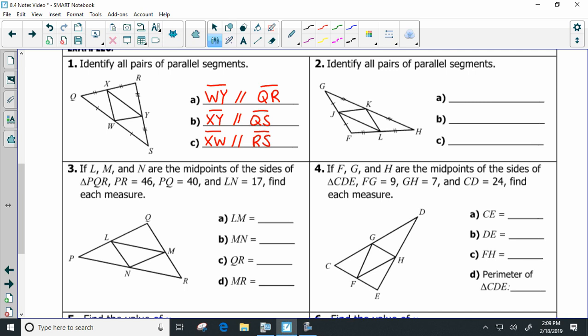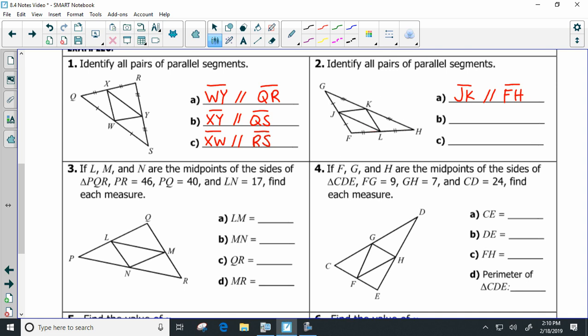Taking a look at a second triangle, doing the same stuff. Mid-segment JK is parallel to third side FH. And that's because J is a midpoint and K is a midpoint, if you look at the marks.